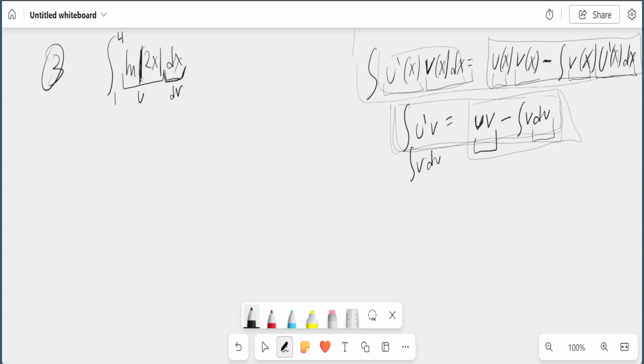right? What's the logic behind it? Why do you just pick the whole function as u and the other one is dv?